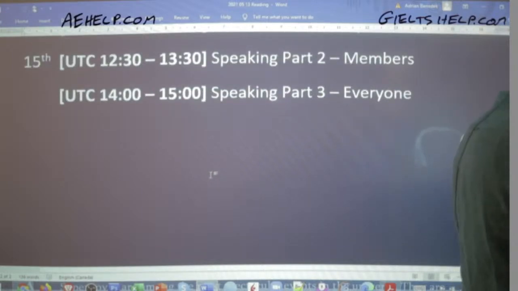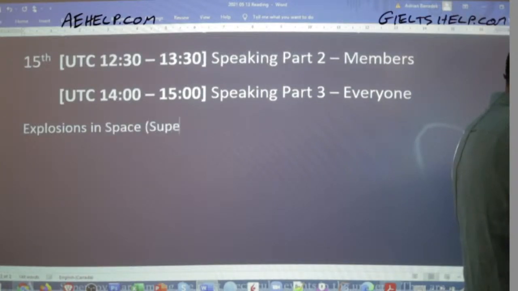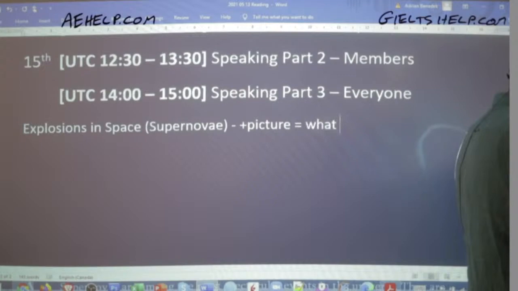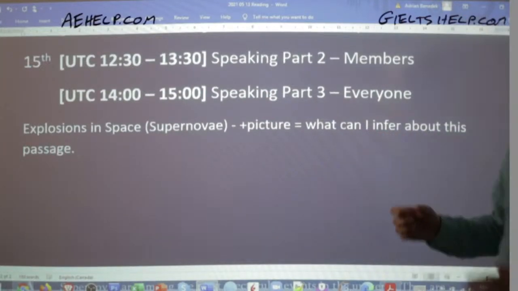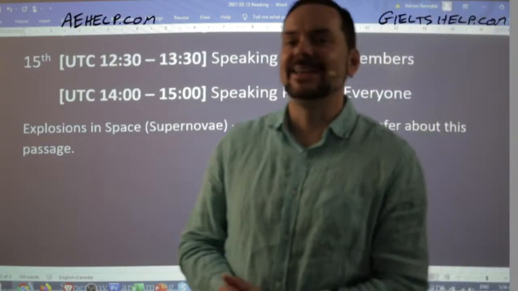Supernovae, plus the picture. What can I infer about this passage? Okay. Take notice of this word infer. Infer means to make an educated guess.